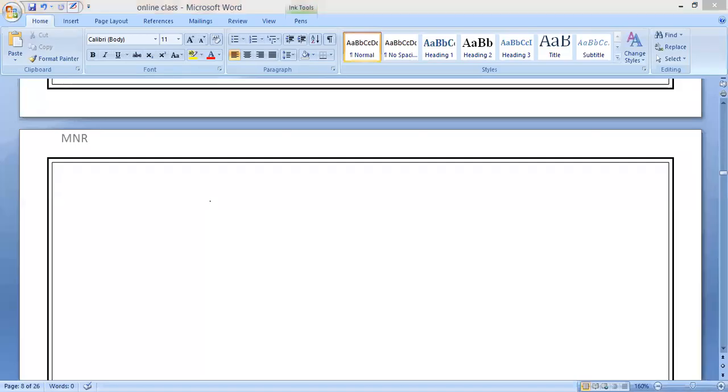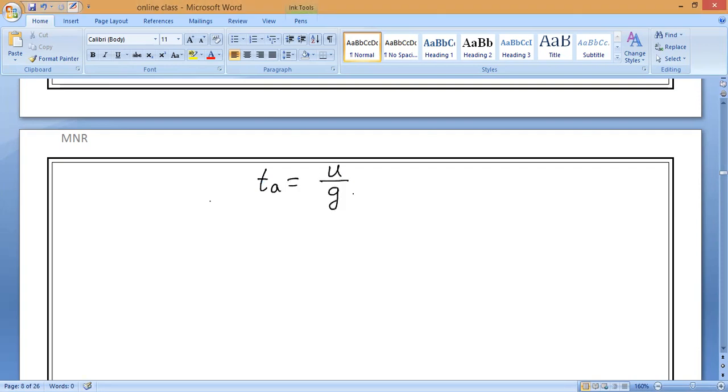So once again, we'll discuss three formulas. Time of ascent. What is the time of ascent formula? TA is equal to U by G. Time of ascent is equal to initial velocity divided by acceleration due to gravity. Time of descent is equal to final velocity divided by acceleration due to gravity.